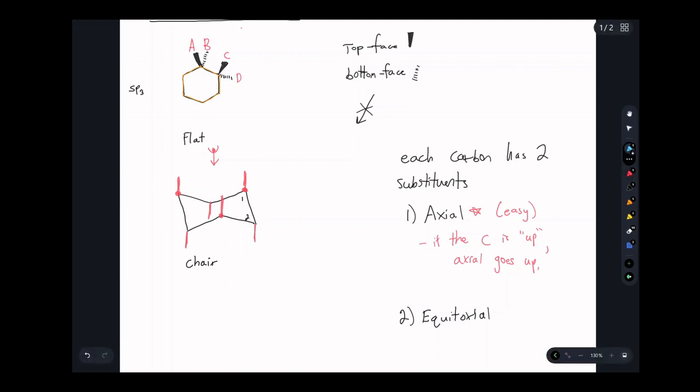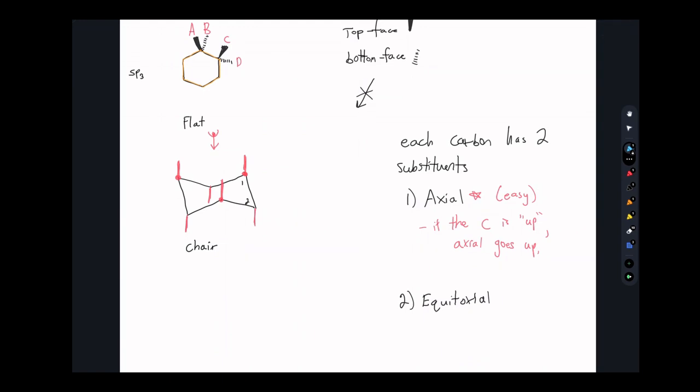Now the remaining position is the equatorial position. They're kind of projected outwards, away from the chair. So away from the ring.